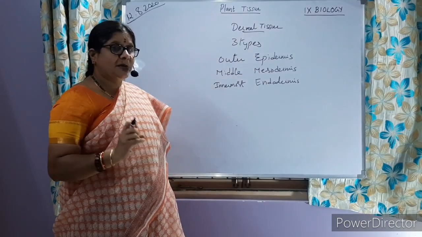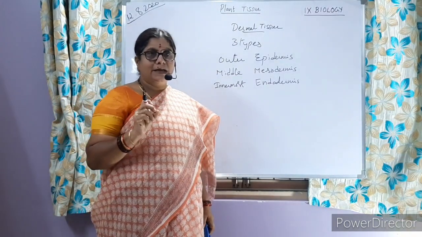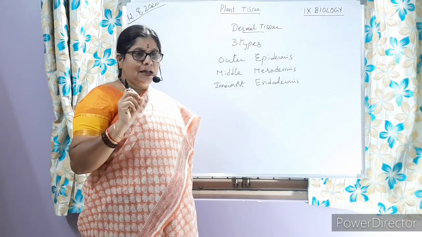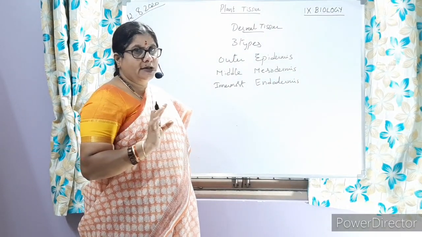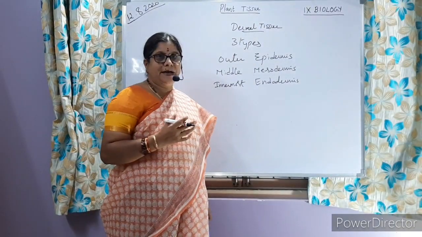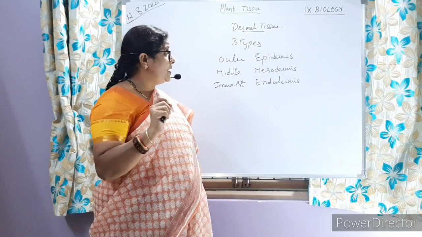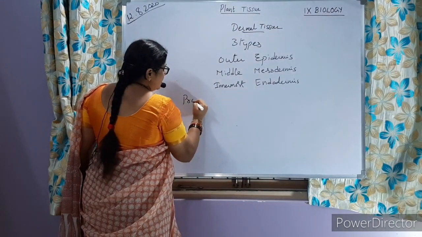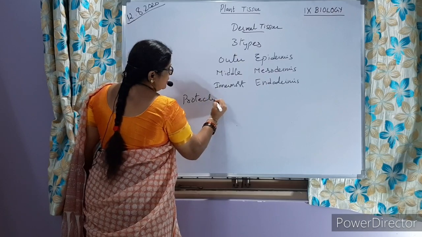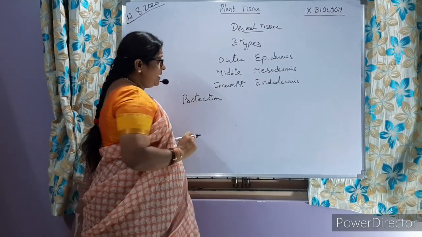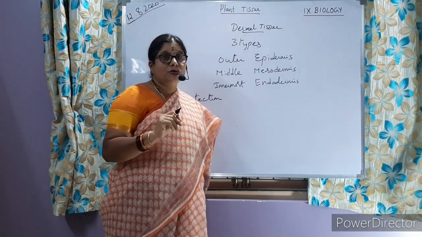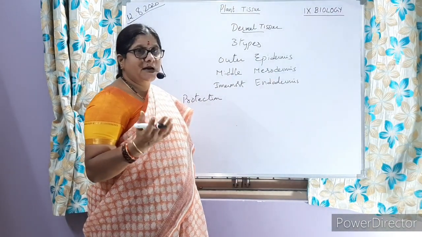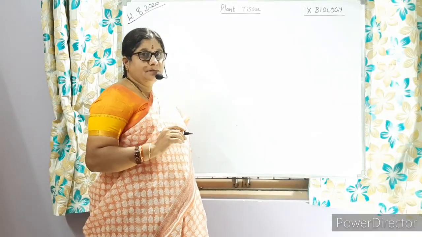So wherever they may be present, the cells are closely packed with thick cell wall. They are single layer. Different functions are carried out. The basic function of a dermal tissue is protection. It helps in protection, and it also helps in doing different functions accordingly.